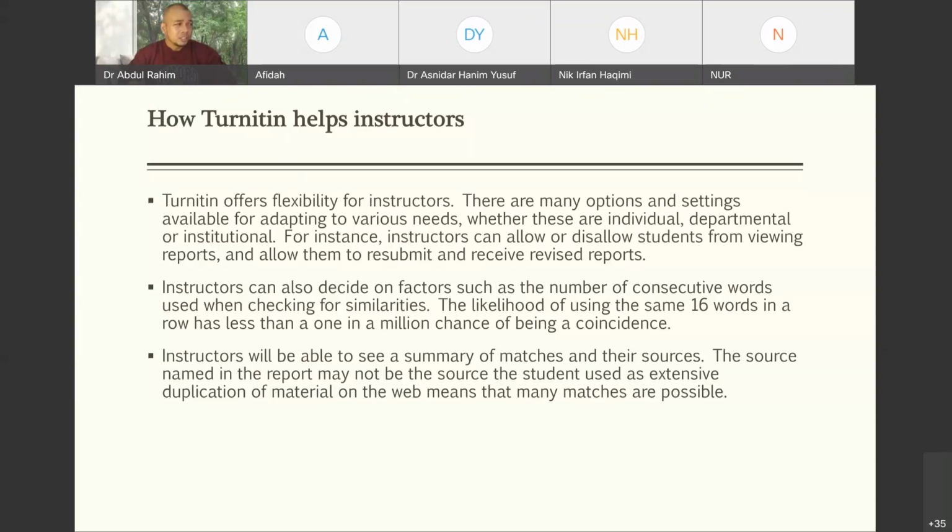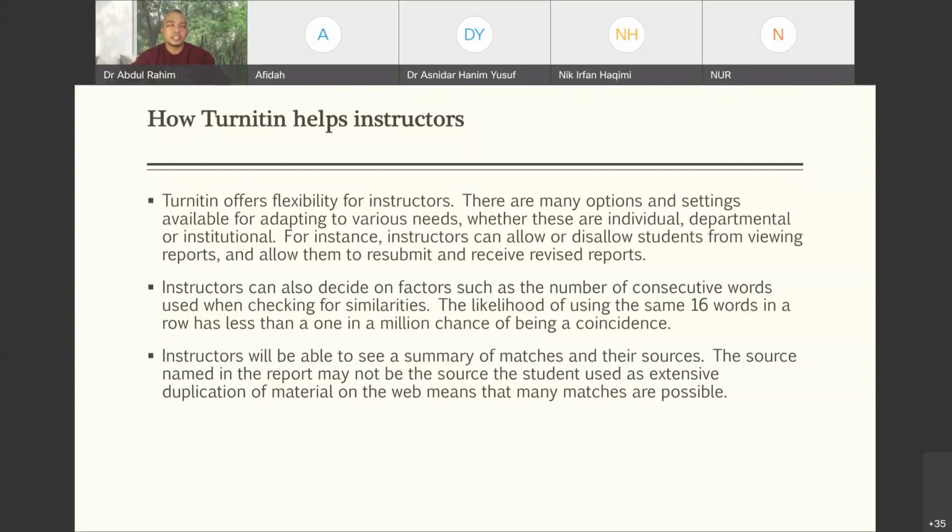The number of consecutive words used when checking for similarity. The likelihood of using the same 60 words in a row has less than a 1 in a million chance of being a coincidence. Okay, so that's why even 16 words that we take from outside text, that is already committing plagiarism.